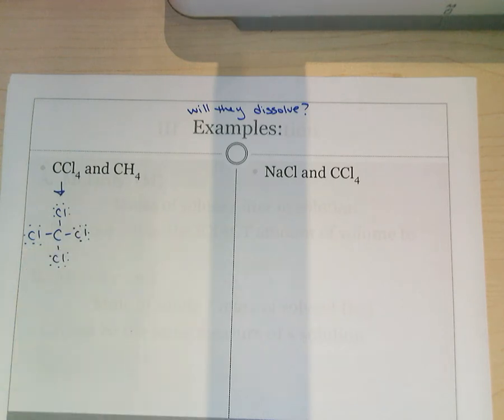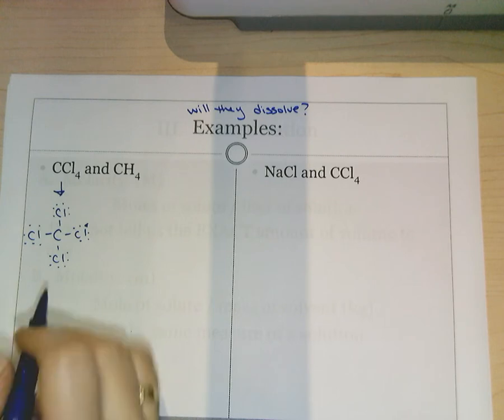yeah, it's one too many dots. Okay. So if I draw it out right, there is no dipole moment. All four chlorines are pulling in equal and opposite directions. There's no dipole moment. Does that make it nonpolar?